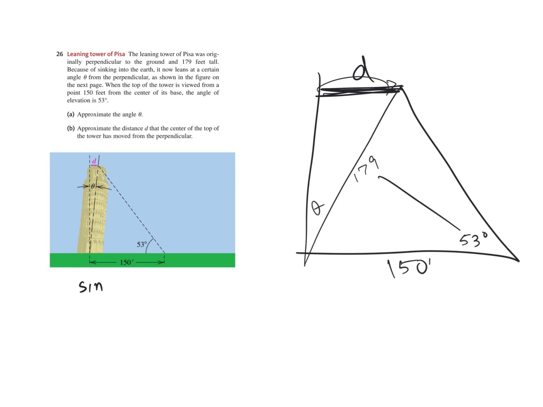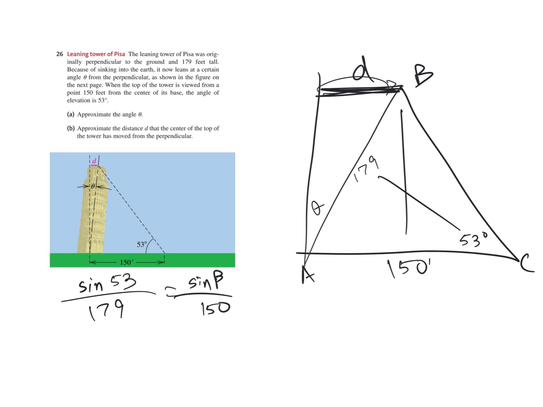Sine of 53 is to 179, oops, backwards, as sine of B is to 150. So let's get angle B. So sine of beta is to 150. So cross multiply. 150 times the sine of 53, and that's 119. And then you're going to divide off the 179. So the sine of beta is 0.6692. So you take the arc sine to get beta. And you get 42 degrees.